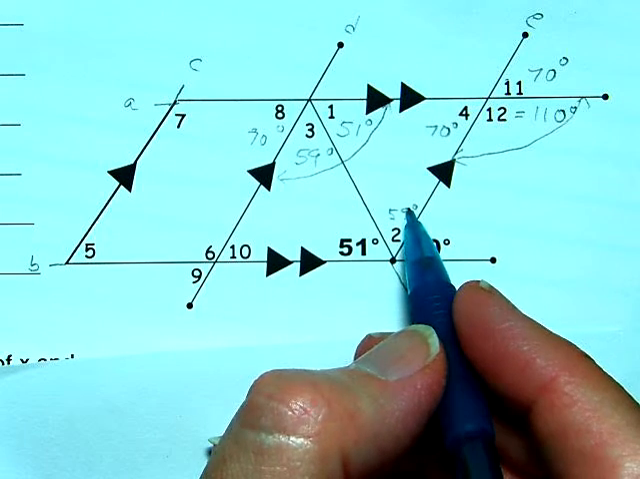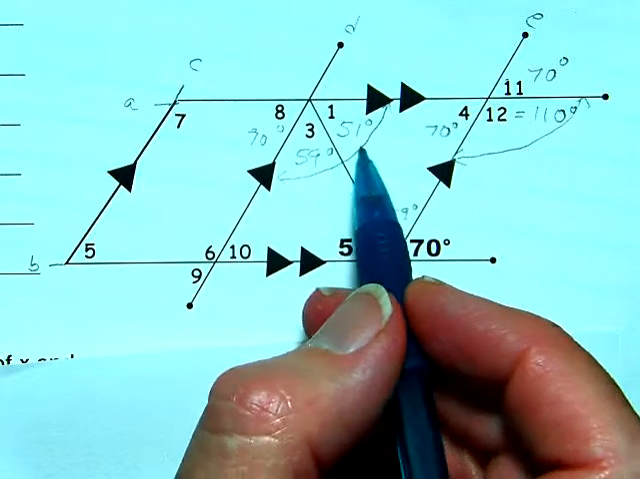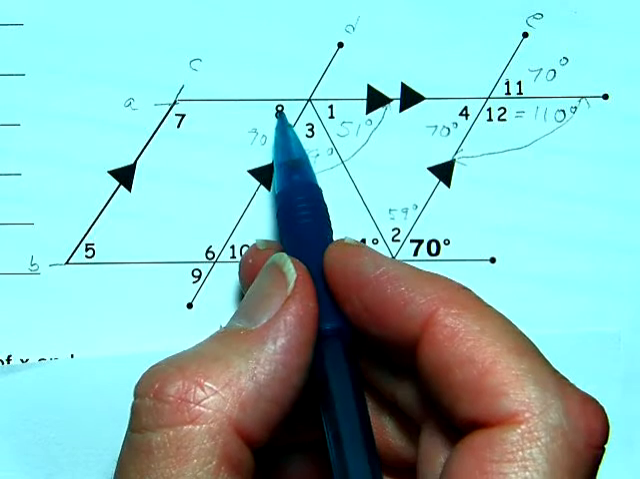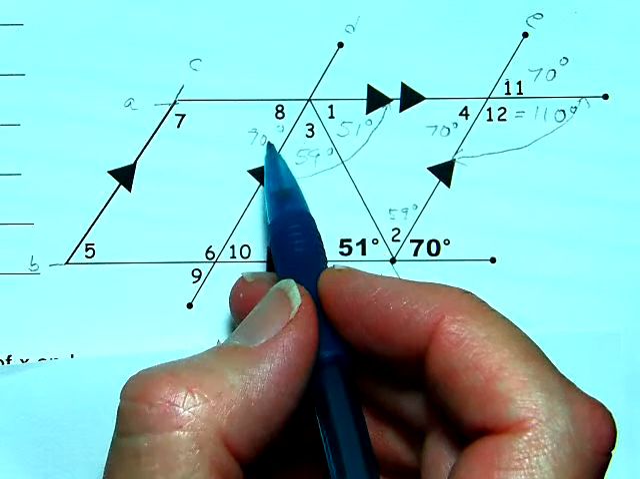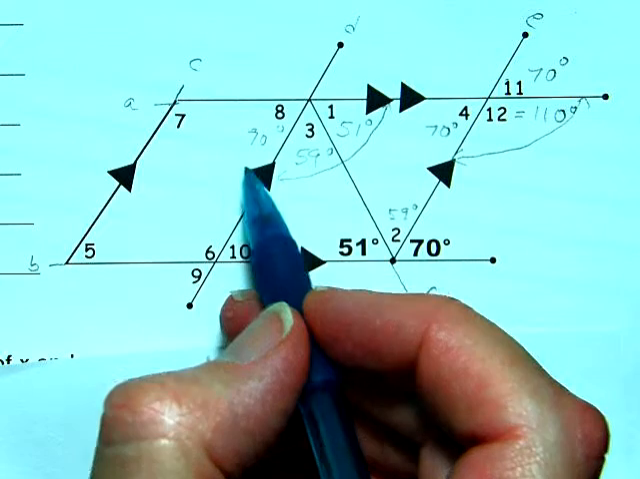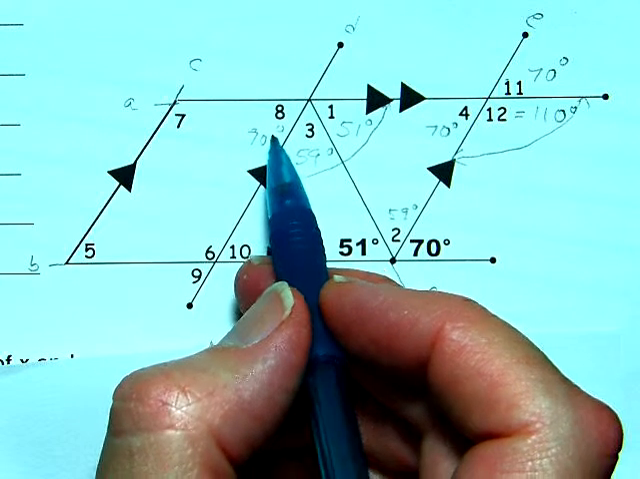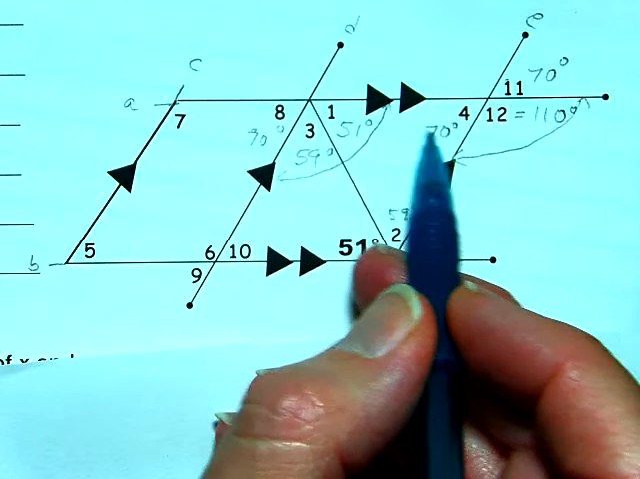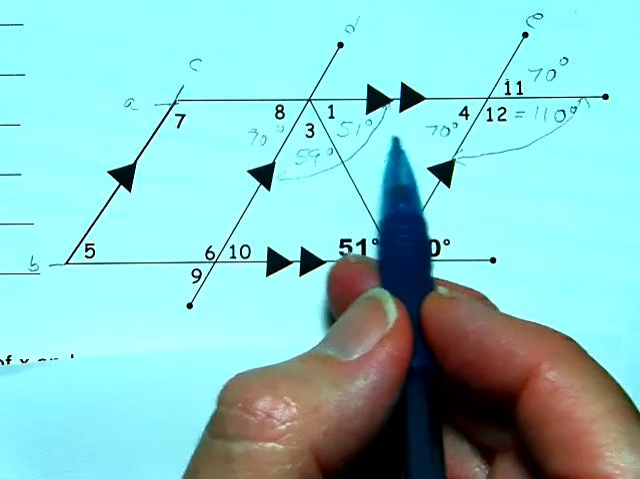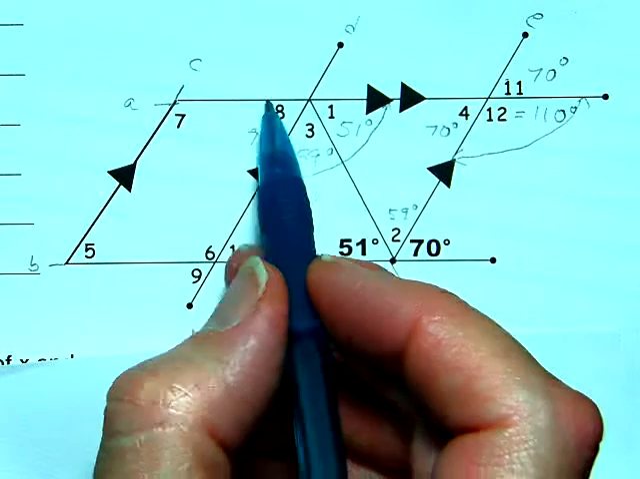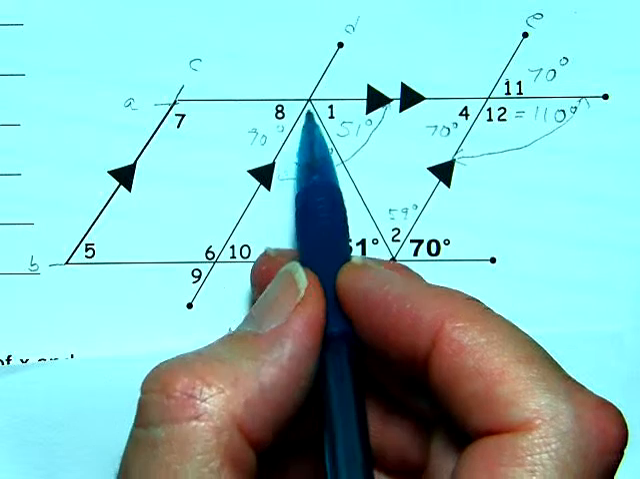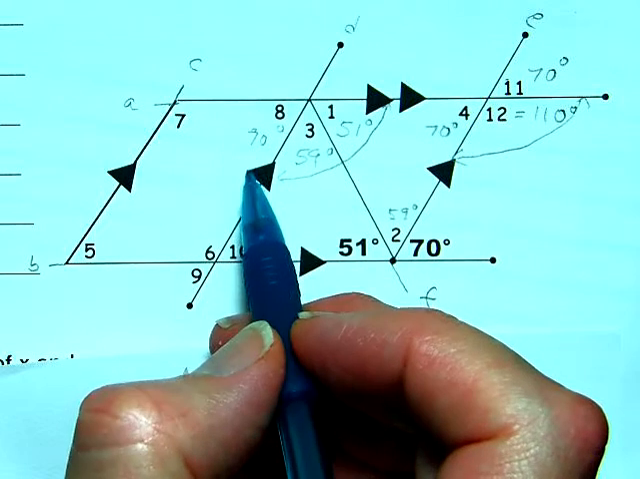We could have figured that out, right? Because 51 plus 59 plus angle 8 has to equal 180. We would have gotten 70 degrees that way anyhow. That just makes us feel more confident. So we were right all along that these two are corresponding angles. Great. Finding out that angle 8 is 70 degrees helps us a lot.